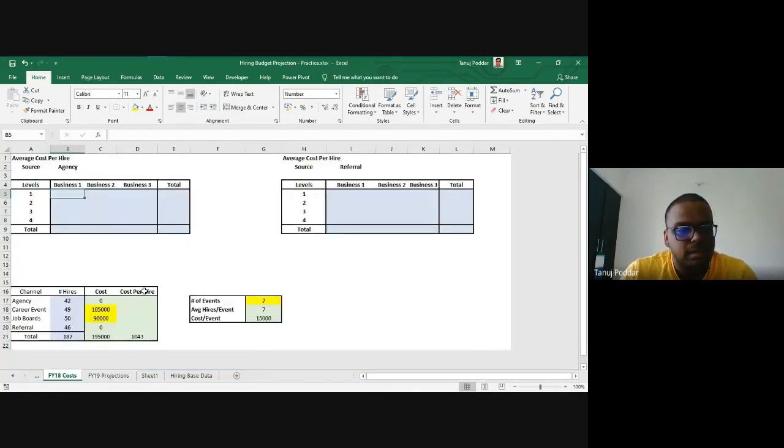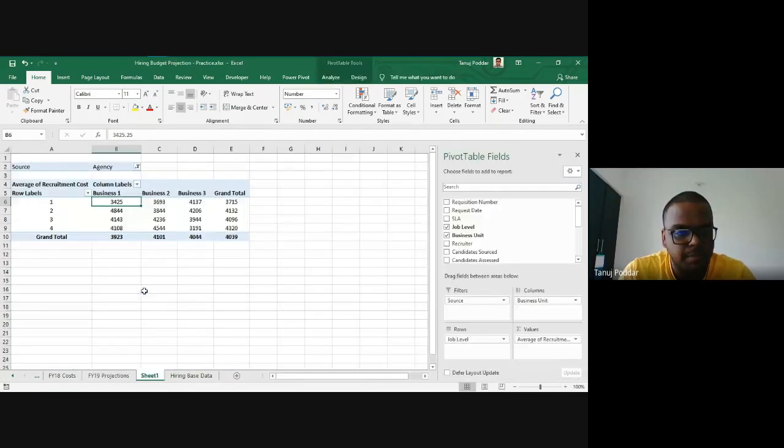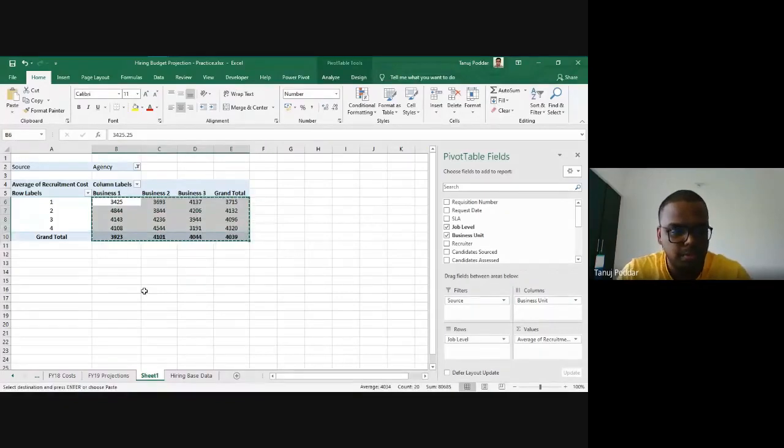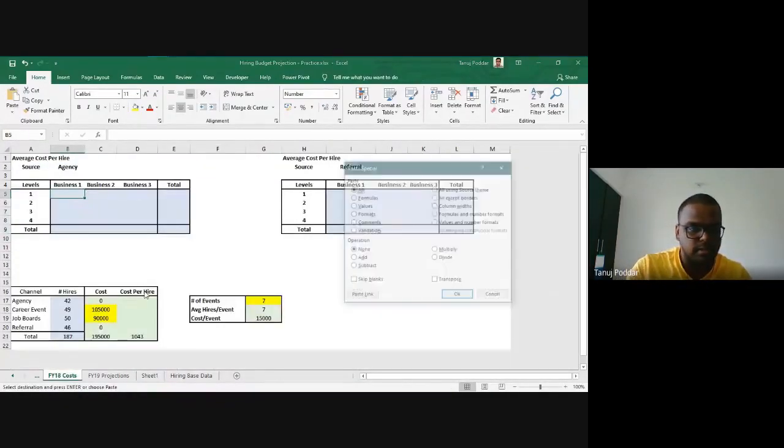So I'm basically going to say that for agency, for business one and at level one, the hires that I've done through agency in FY18, the average cost is basically 3425. Hope you don't have any doubts around this.